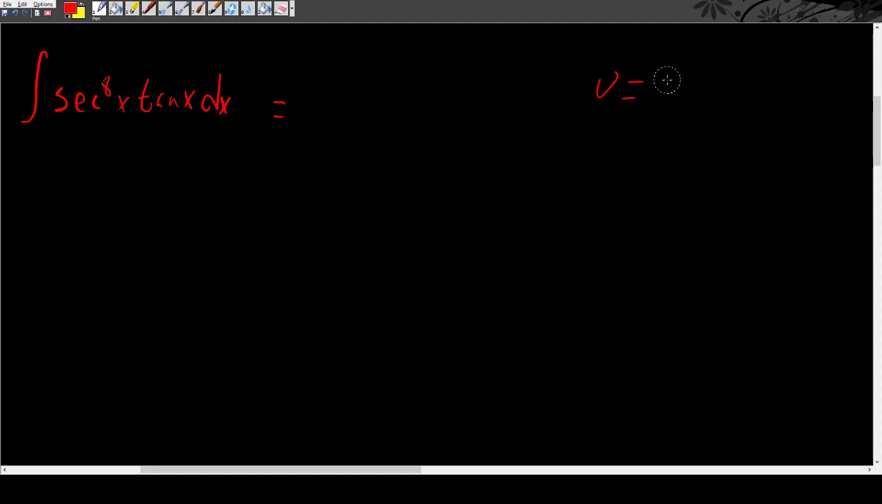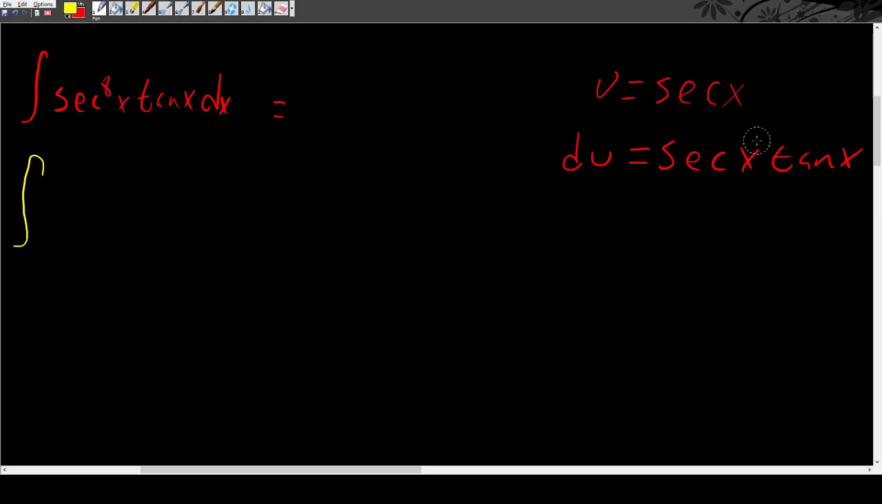Alright, so we're going to set u equal to secant x, and du is equal to secant x tangent x. I'm going to do the work in a different color. What you should know is that you need to keep a secant x outside of your u, just so you can form a du. So what we're going to do is make it u to the seventh times du.